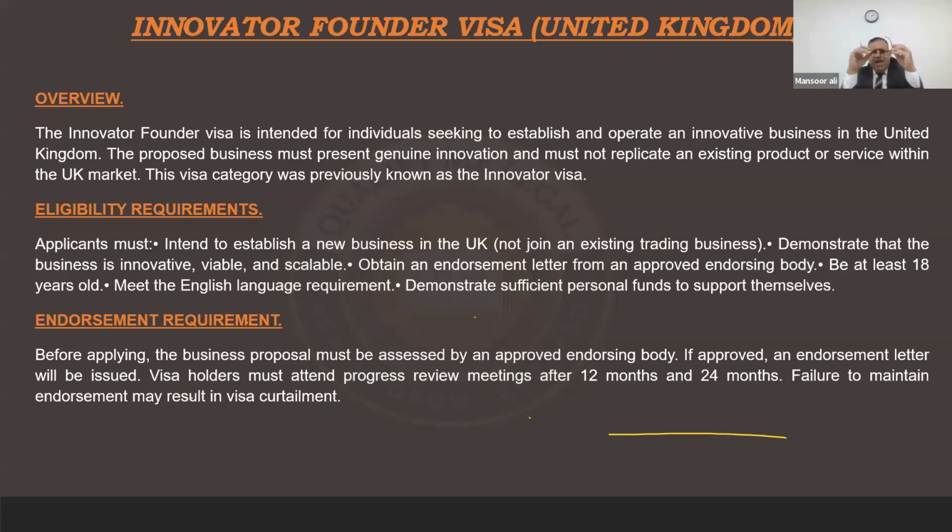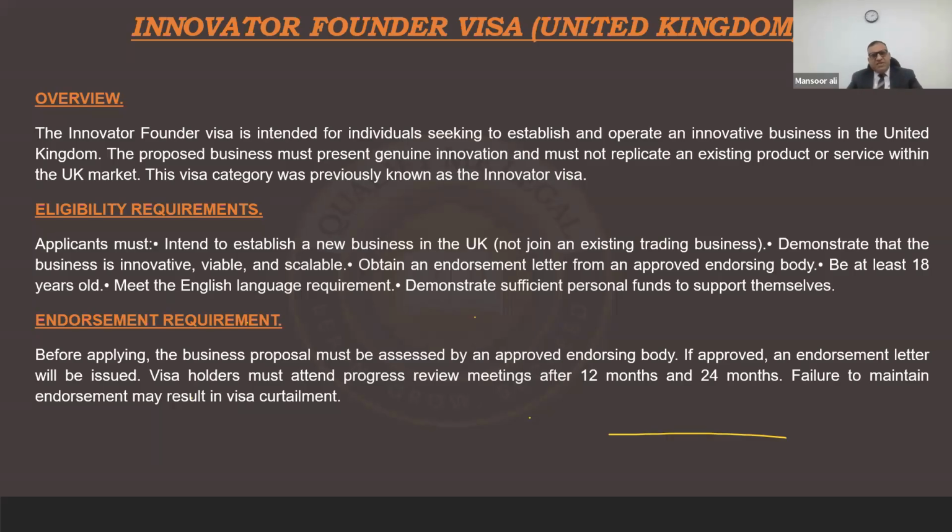As the name suggests, the Innovator Founder Visa is for those people who have an innovative idea and have something of an innovative nature. Then they can apply for the Innovator Founder Visa. It can be applied for from outside the UK and from within the UK. Your idea must be innovative, scalable and viable. Then you can apply.